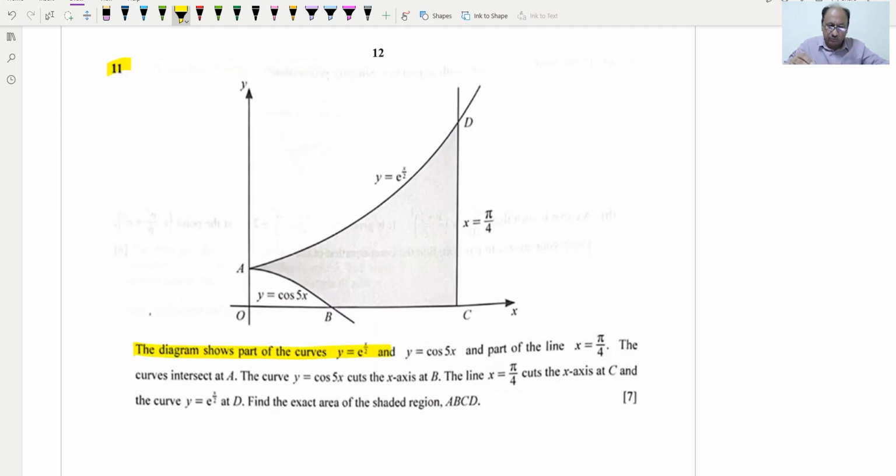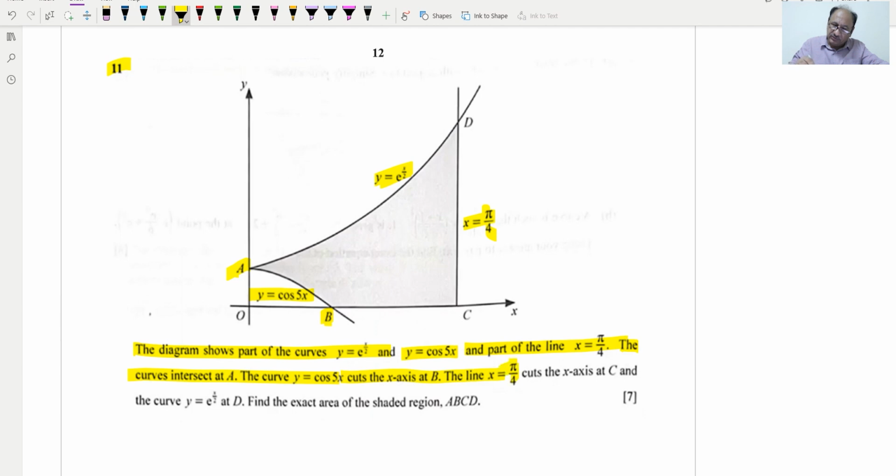Now question number 11. Question number 11 says the diagram shows part of the curve y is equal to e raised to the power x by 2, this one, y is equal to cos 5x, and part of the line x is equal to pi by 4. The curves intersect at A. A is this point. The curve y is equal to cos 5x cuts the x-axis at B.